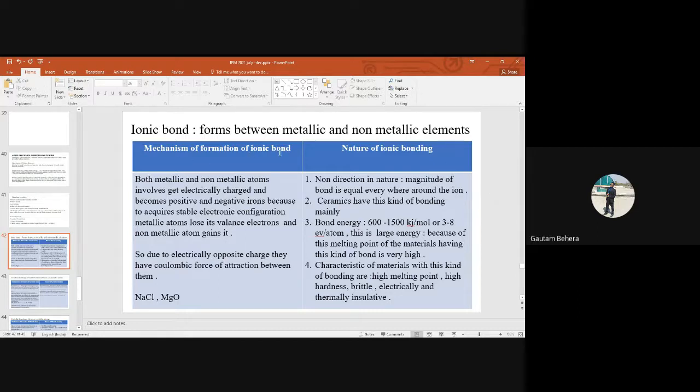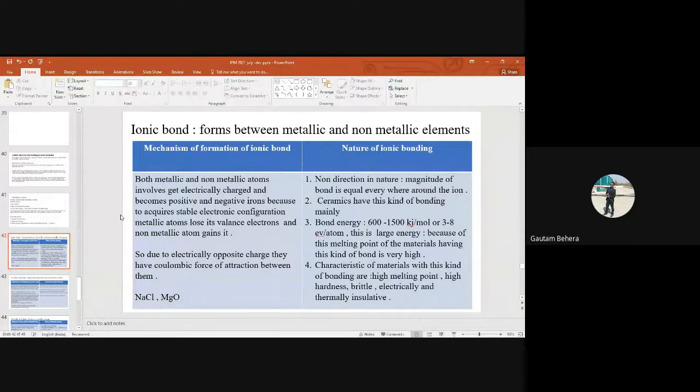So, the mechanism of formation of the ionic bond. What is the mechanism? Both metal and non-metal atoms get electrically charged and become positive and negative ions, in order to acquire a stable electronic configuration. The metal atom loses its valence electrons and the non-metal atom gains them, right? If you consider the periodic table, at the left extreme we have the alkali metals and alkaline earth metals. They have few electrons in their valence cell, and at the extreme right we have atoms that need fewer electrons to acquire the stable electronic configuration.